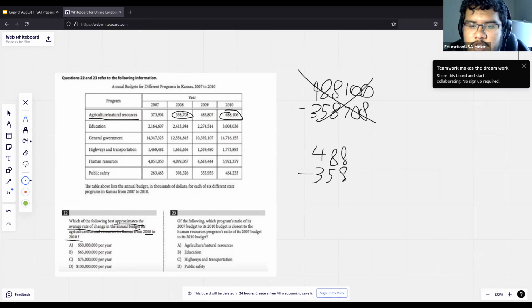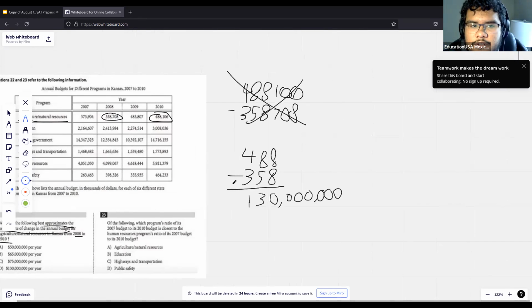The way you do rate of change is you subtract the earlier figure from the later figure. So we're looking at 2010 minus 2008's value. When we do the subtraction, we get a value of 130. This translates to 130,000 on this graph, but since the graph shows thousands of dollars, we have to add another 3 zeros after it.